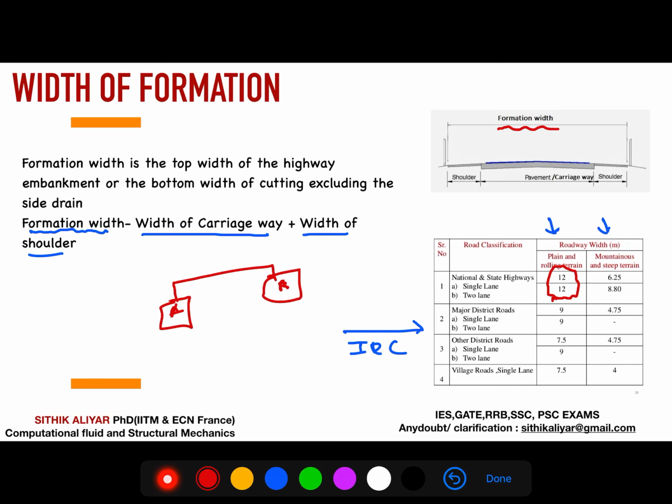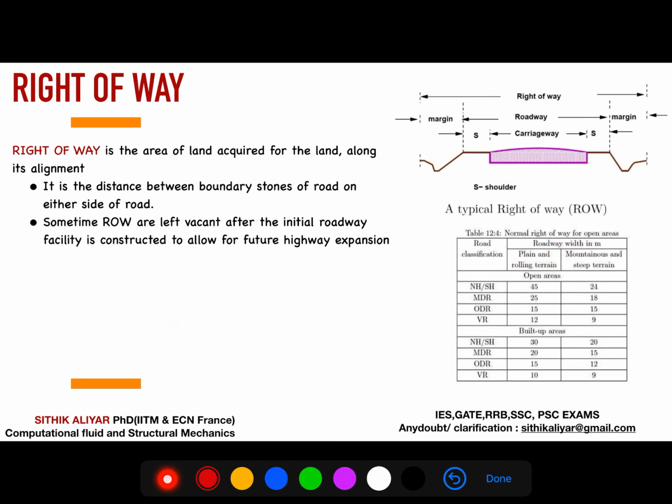But in general common terms, as per the Khanna and Justo book, they have defined it as the summation of the width of carriageway plus the width of shoulders, and these are the standard IRC values for the width of formation. Okay, you can note down those values.